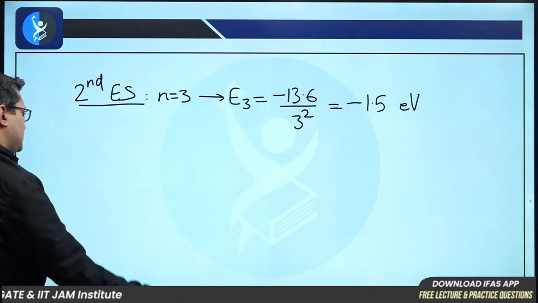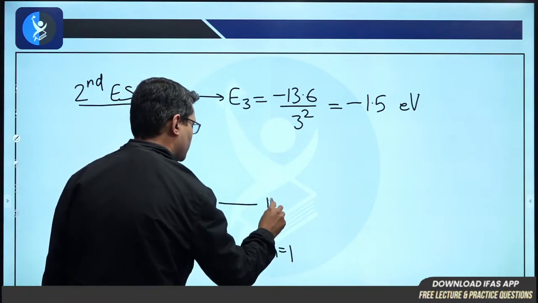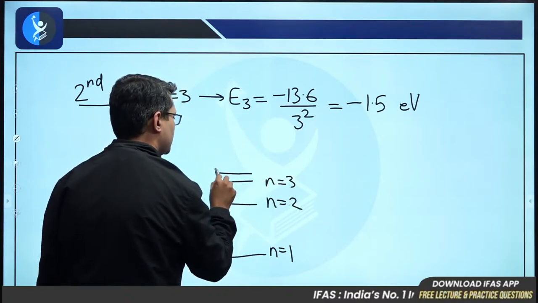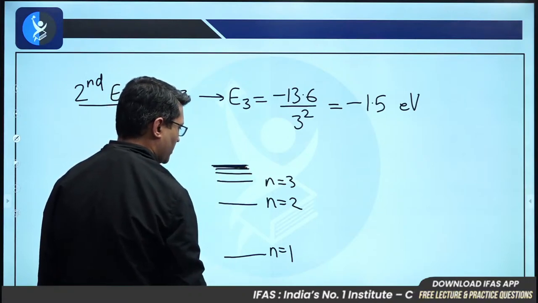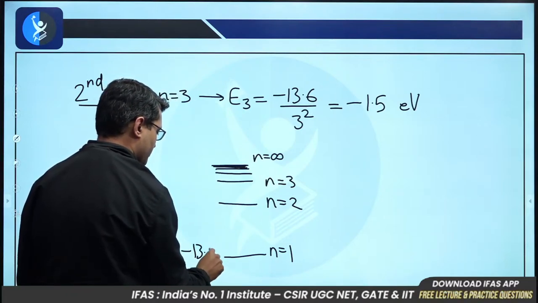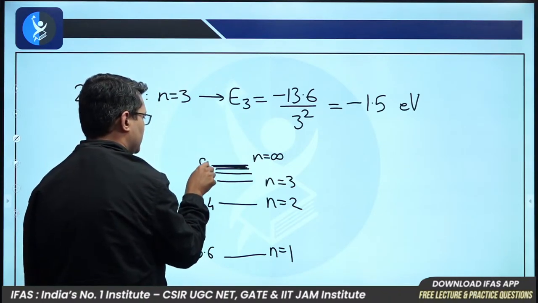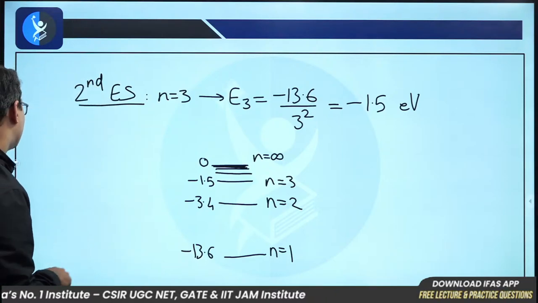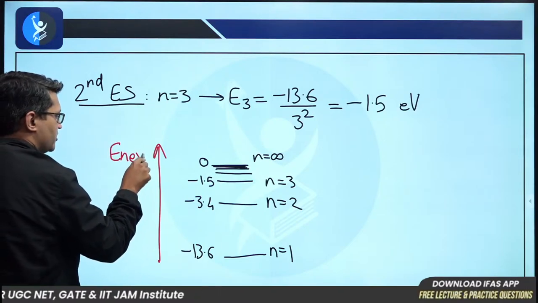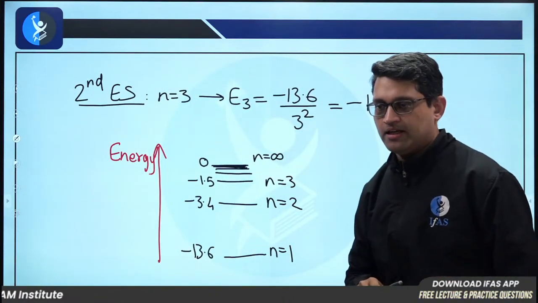Now, if you plot the energy level diagram, you get n equal to 1, n equal to 2, and n equal to 3 is very close by here. You will see that the energy levels keep getting closer and closer very quickly. And here, you can say n equal to infinity. The energy is minus 13.6, minus 3.4, minus 1.5, and so on. Finally, the energy is 0, which means the value of energy is increasing in the upward direction.